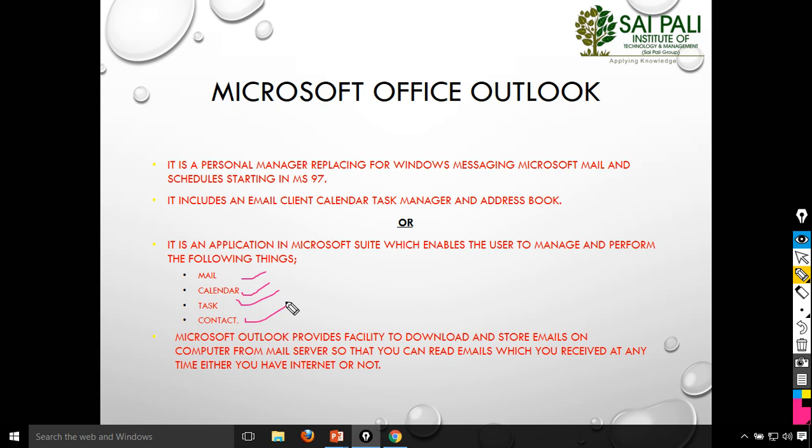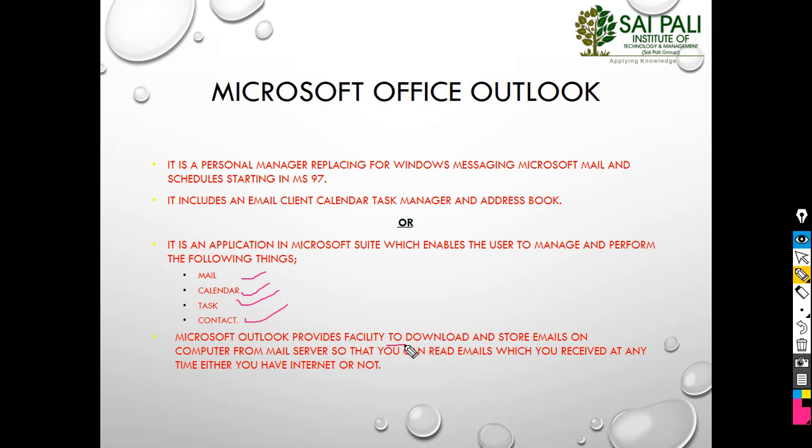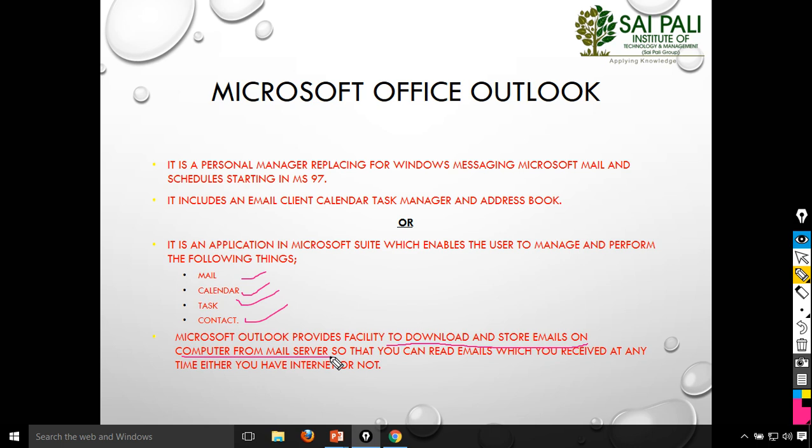So we can say in one line, Microsoft Outlook provides the facility to download and store emails on the computer from the mail server. What does it mean? For example, I have a Gmail account and I use that Gmail account to send or receive emails. In my office I have an internet connection, so I can open my Gmail account, I can see what emails I have, I can send any new email, I can receive any new email, I can view my old emails.